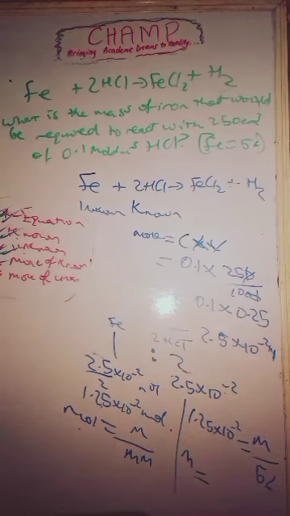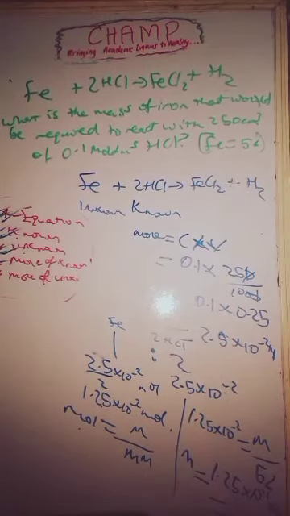Mass is equal to 1.25 times 10 raised to power minus 2 times 56. So you press 1.25. I'm trying to press it here. So yes, I have 0.7 gram when I press it in my calculator. You can also press it there. So that's how I got my answer to be 0.7 gram. I believe you understand.